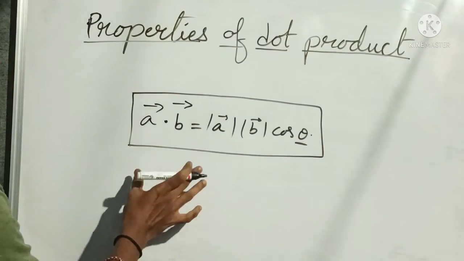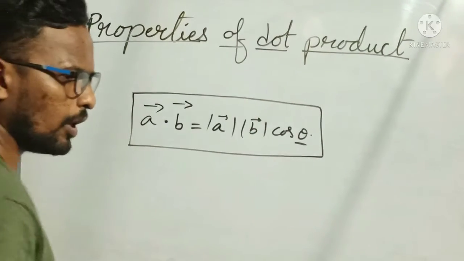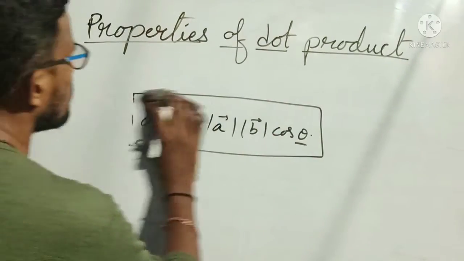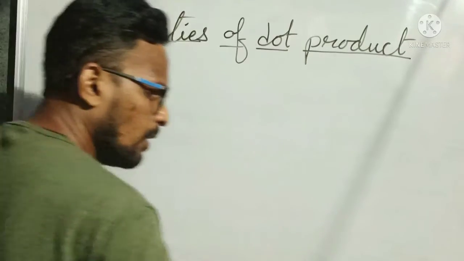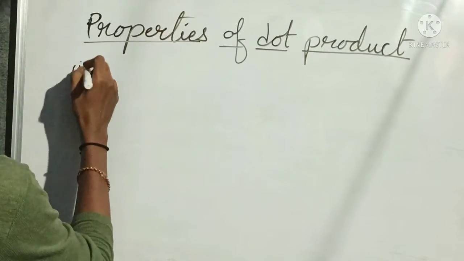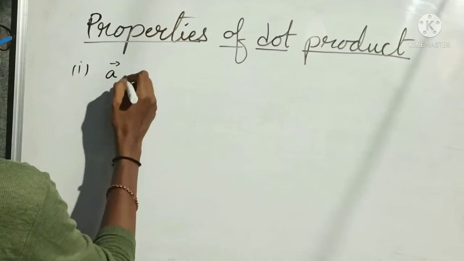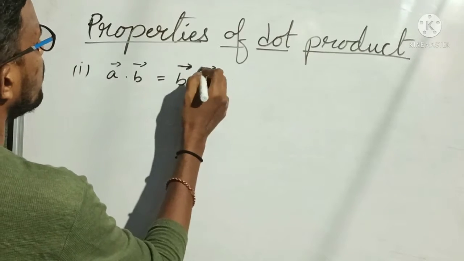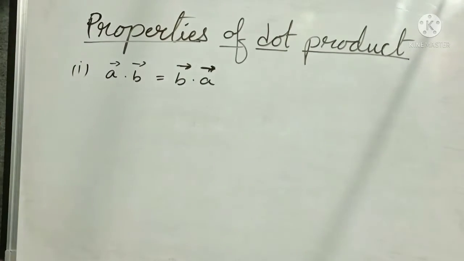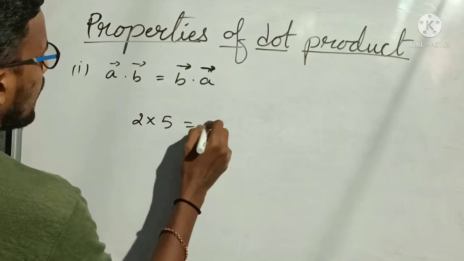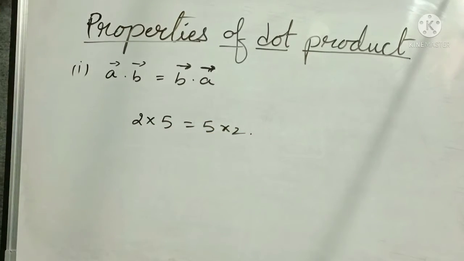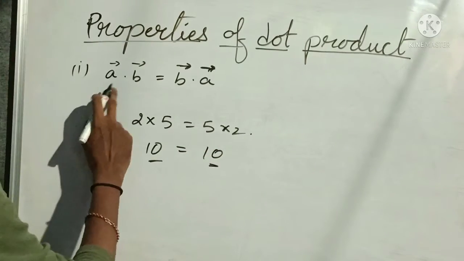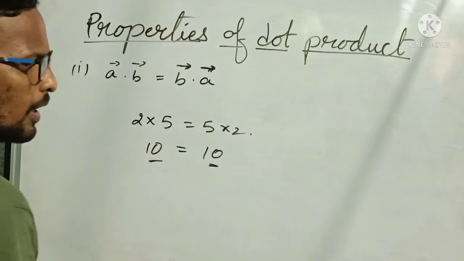Okay, now related to this we have some properties of dot product. Let us see all those properties and let us discuss all the properties of dot product. First property. So what is the first property of dot product? First one is a bar dot b bar is equal to b bar dot a bar, right? Very easy. Something like 2 into 5 is same as 5 into 2, right? Yes, in multiplication 2 into 5 is 10 and 5 into 2 is also 10. In the same way, a bar dot b bar is also equal to b bar dot a bar.